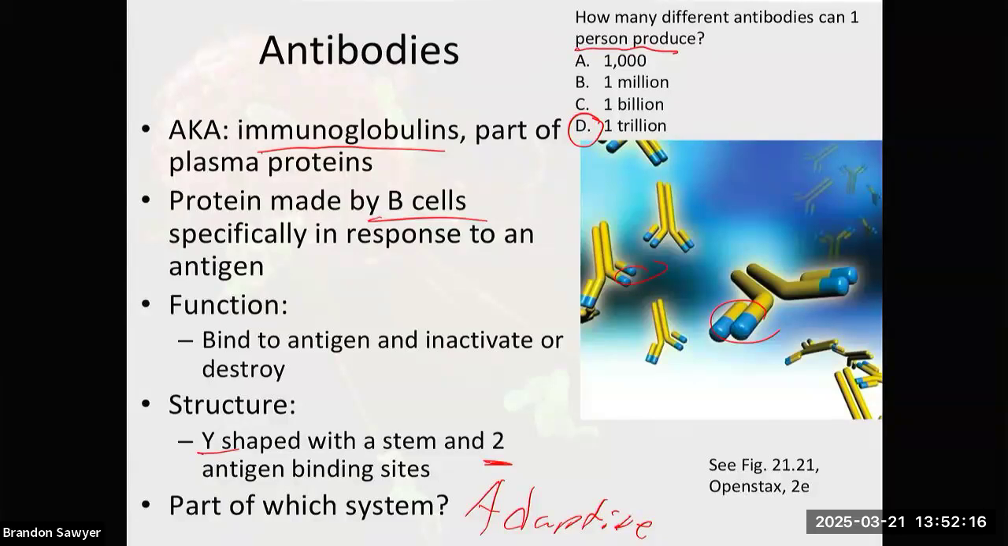So one of those 1 trillion comes in, that activates a specific type of cell that's hanging out in our lymph nodes, just waiting to be activated. And then it makes a bunch of these antibodies that are going to be specific to that thing only. So that's why it's called specific immunity. Questions on that?